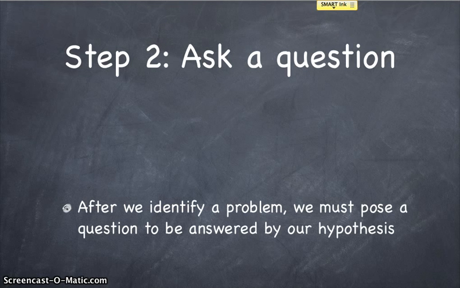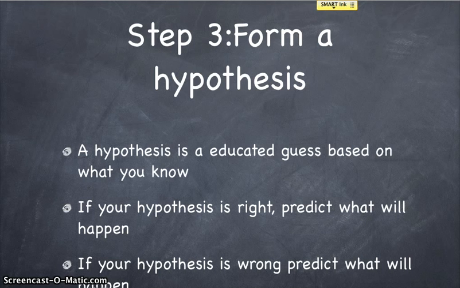Step 2 of the scientific method tells us to ask a question. In this example, the students had identified a problem. The guppies were wanted to have more young, so they needed to ask the question, what do they do about the aquarium light? Step 3 is forming a hypothesis.